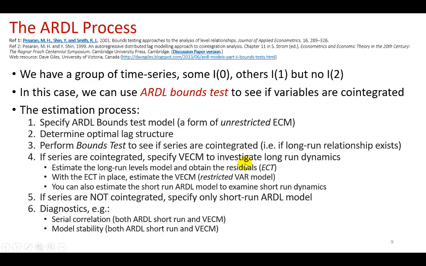And in that sense, we're going to first of all run the long-run model and obtain the residuals of that model, which actually is what represents the error correction term. And then with that error correction term in place, we're going to go ahead and estimate the vector error correction model. And additionally, we can also estimate the short-run ARDL model to examine the short-run dynamics of the relationship between the dependents and the regressors.